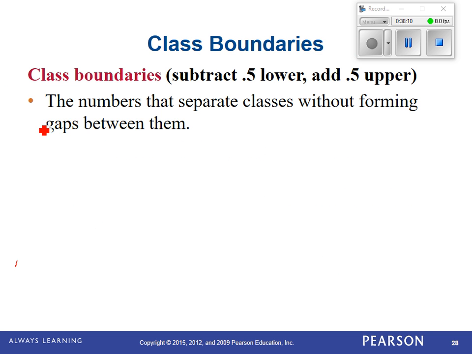Class boundaries. Easiest way to figure out class boundaries: subtract 0.5 from the lower limit. You might want to write that, lower limit of each class, and add 0.5 to the upper limit. And all it does is take care of the gaps, so there are no gaps in there, so that the bars can touch.